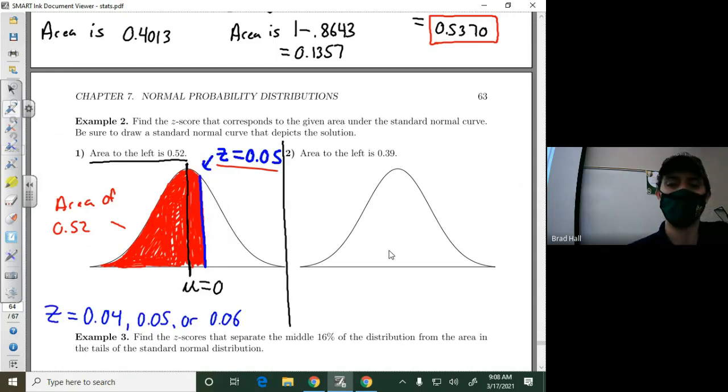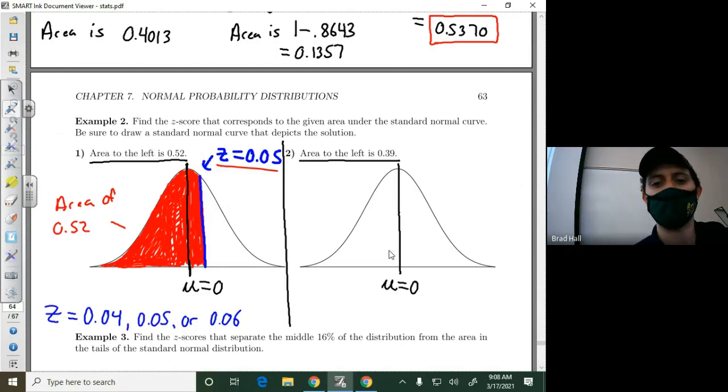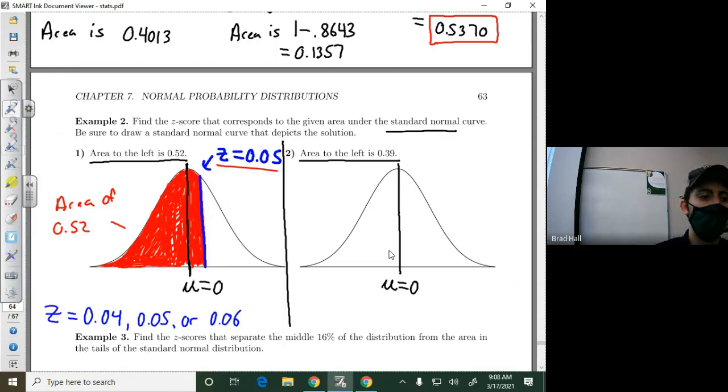So let's do another one. The area to the left, so again, it's to the left. They won't really give you any to the right from what I saw, is 0.39. So here's the mean of 0. And again, we know the mean is 0 because it's standard normal, which means we get that for free. If we were to draw a blue line that represents the z-score corresponding to an area of 0.39, where would we draw that line?